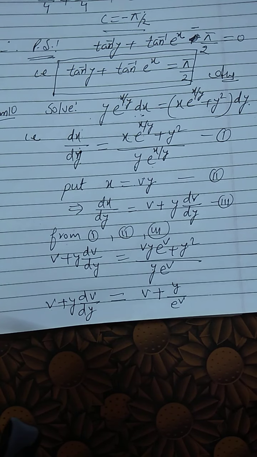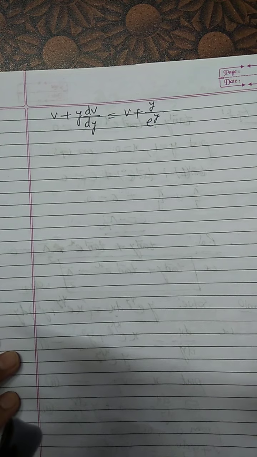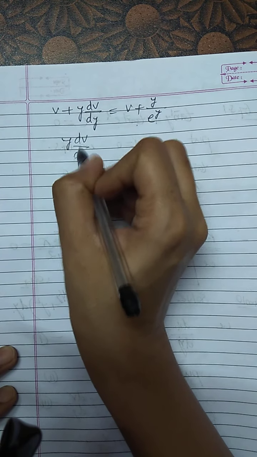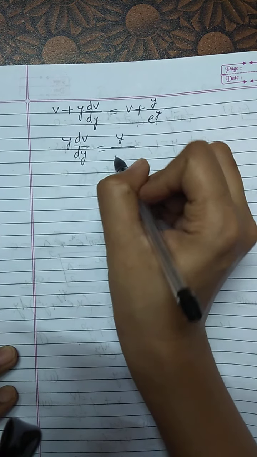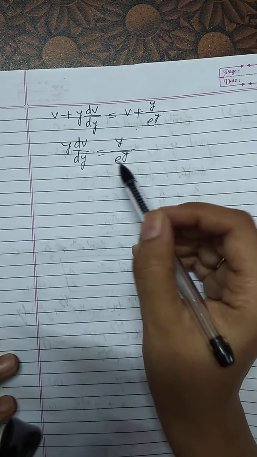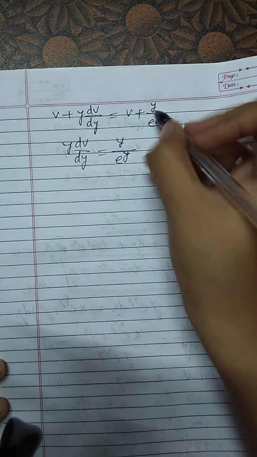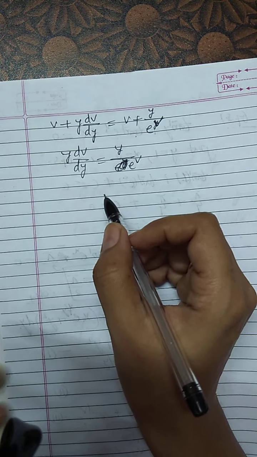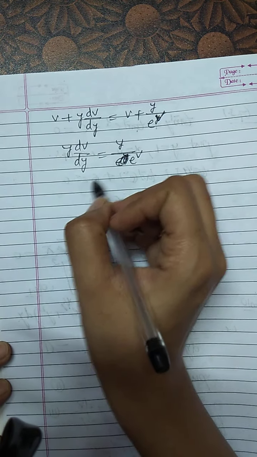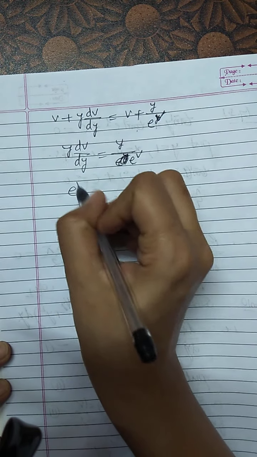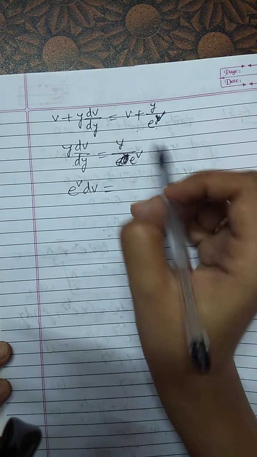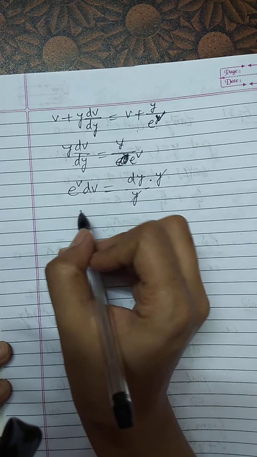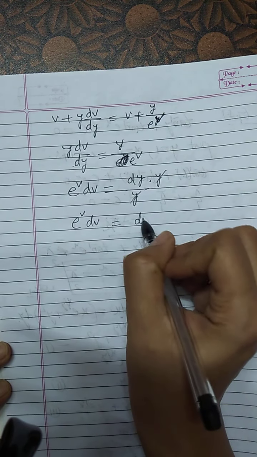So let us shift this equation to the next page. Okay, we have this thing. So when I shift v to the right hand side, it will be y dv upon dy is equals to y upon e raised to power v. I'm sorry, not y e raised to power v, it will be e raised to power v. When we just transpose, means separate the variables, this e raised to power v will go to the right hand side, e raised to power v dv, and dy will go to the left hand side upon y, and one y is already there. So we are left with e raised to power v dv equals to dy.